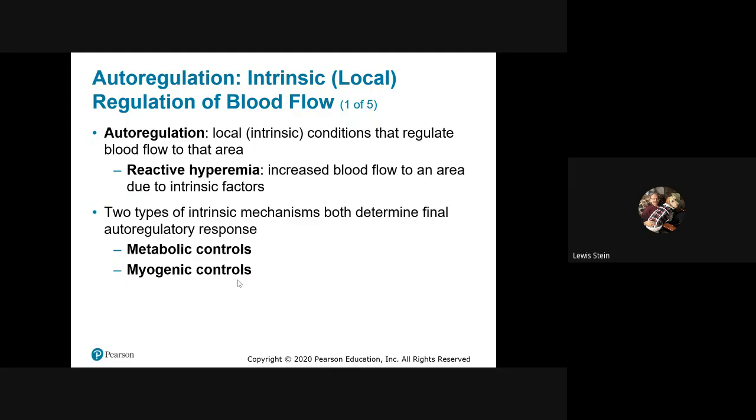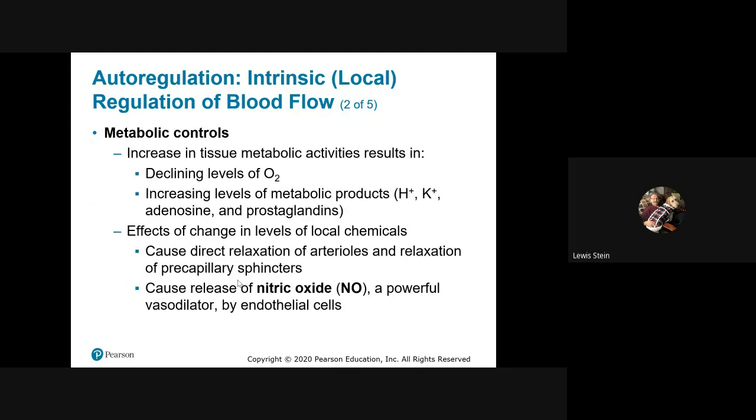Okay. And they're looking at these different kinds of control. I don't go crazy about metabolic or myogenic. Metabolic.